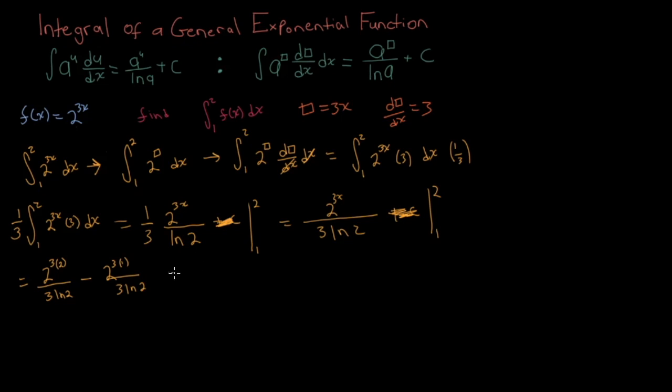And then if you put that into your calculator, actually I'm just going to simplify this. 2 to the power of 3 times 2 gives us 64. 2 to the power of 3 is just 8. So 64 minus 8, divided by 3 ln 2, and that'll give us an answer of about 26.9. And so that is the definite integral for that function.